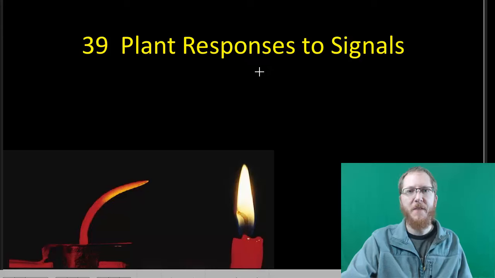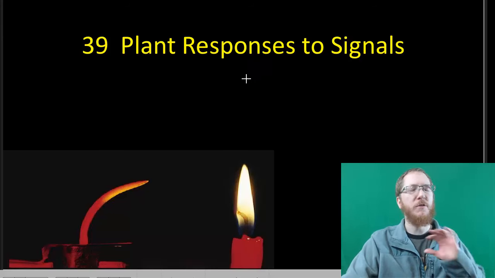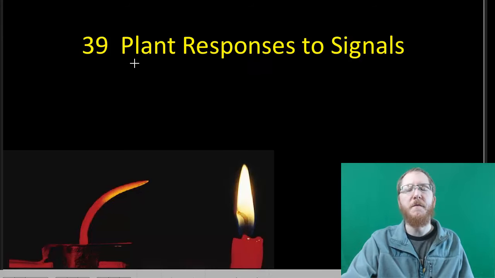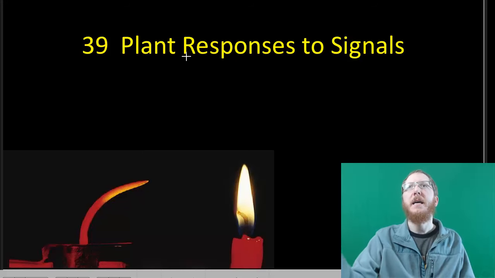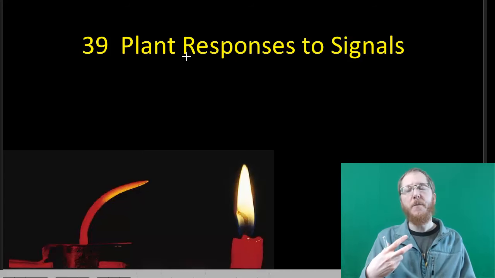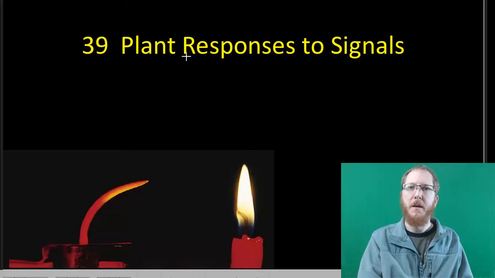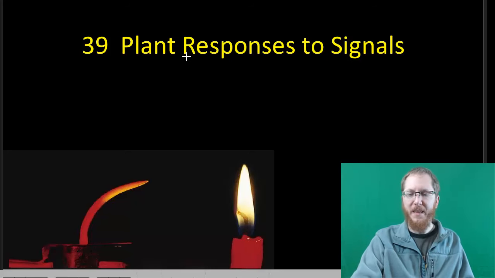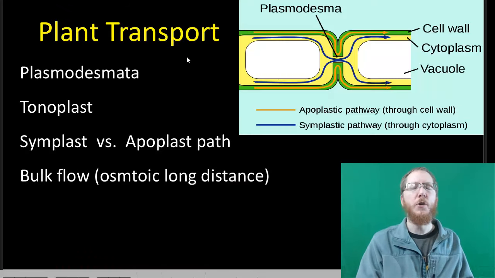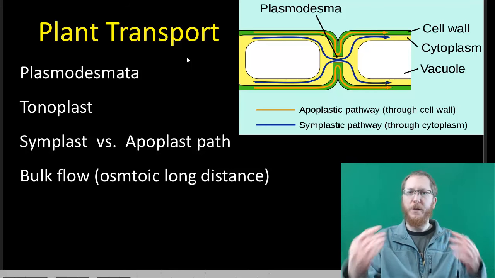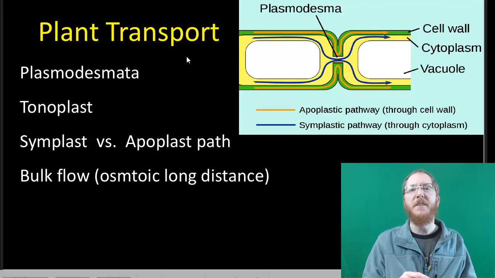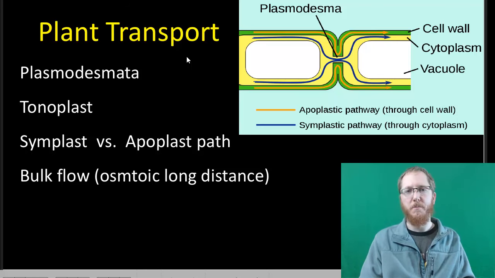Now, the next bit we have in 39 is still going to use some of the ideas from before, but we're really going to focus on how plants can take in signals from the environment and how they can respond to them, how they can have changes occur within the plant. So this is really going to revolve around the idea of plant transport, and eventually around what we're going to spend a lot of time on, which is hormones in plants.